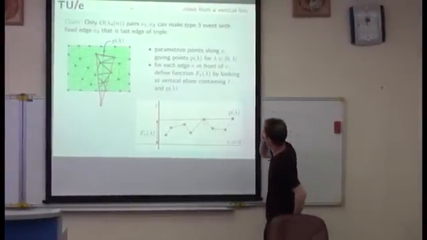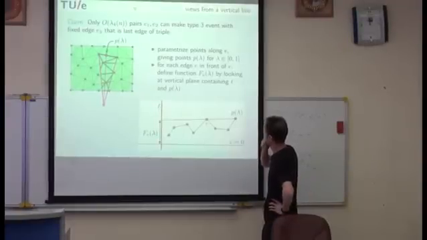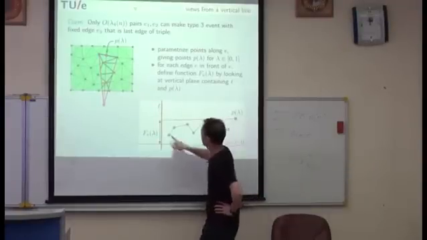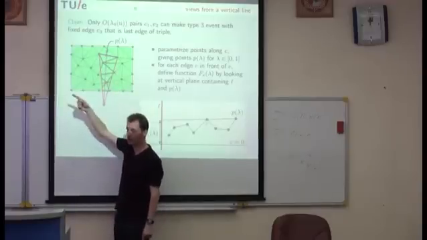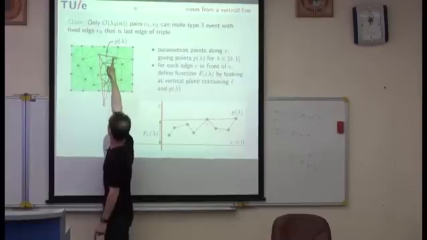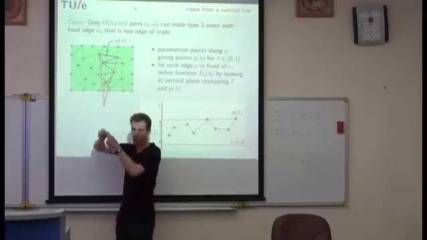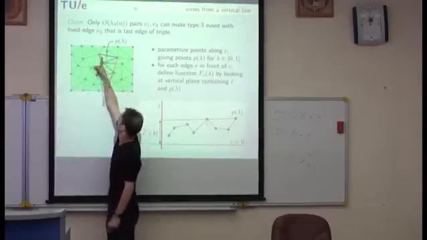Okay, so I'm going to define a number of functions in the following way. I'm going to parameterize this point here on this last edge by a parameter lambda. So this is maybe P0, and then here I have P1. And in between, lambda goes from 0 to 1, and these are my points.